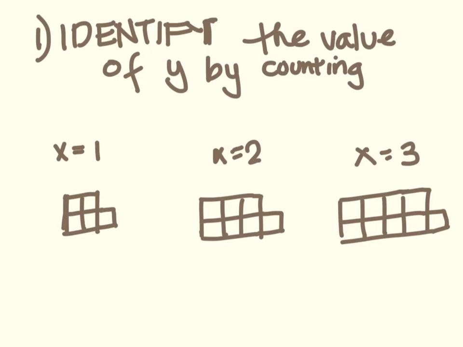So in the first one, when x is 1, I count 5. Let me make that red so it stands out. There it is. And when x is 2, I count 7. When x is 3, I count 9. So that's the very first thing you do, you count.